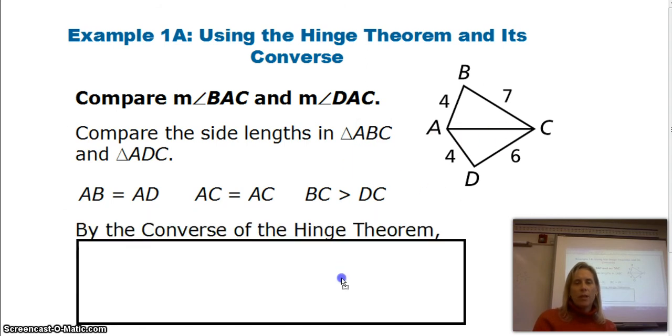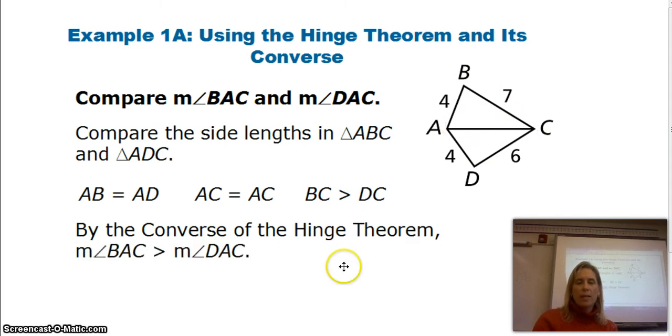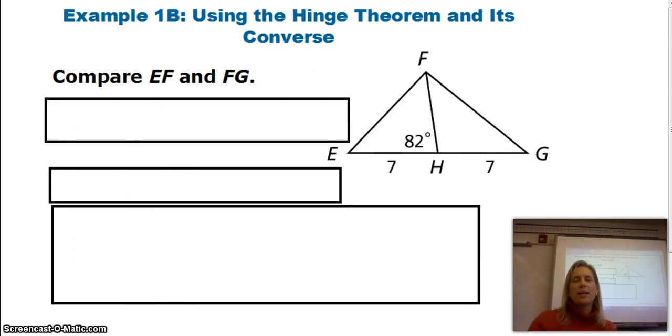So by the hinge theorem, by the converse, I'm sorry, because we're using the side to determine something about the angle. By the converse, we can say that the measurement of BAC is greater than the measurement of DAC. Okay, so let's try this.